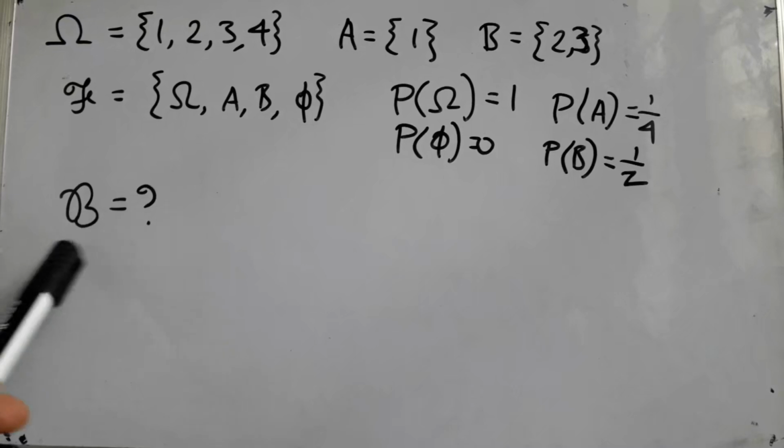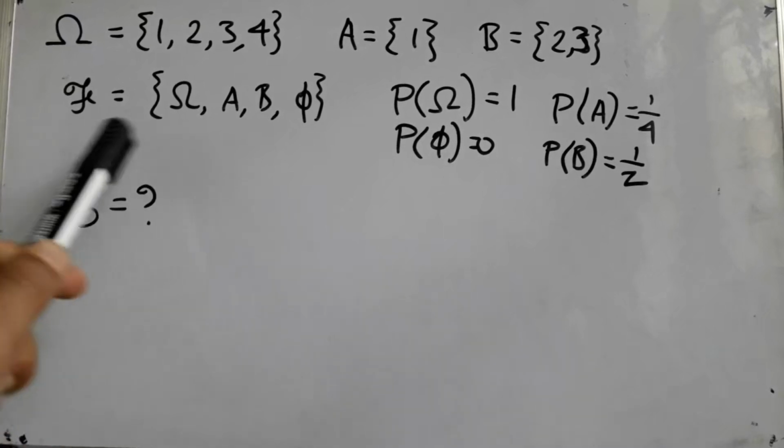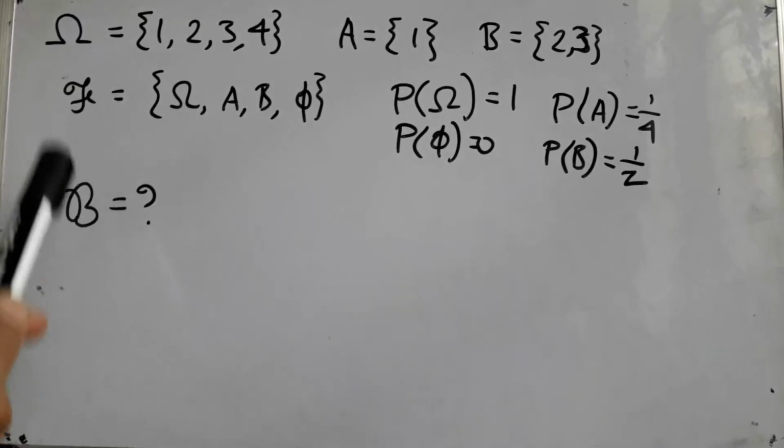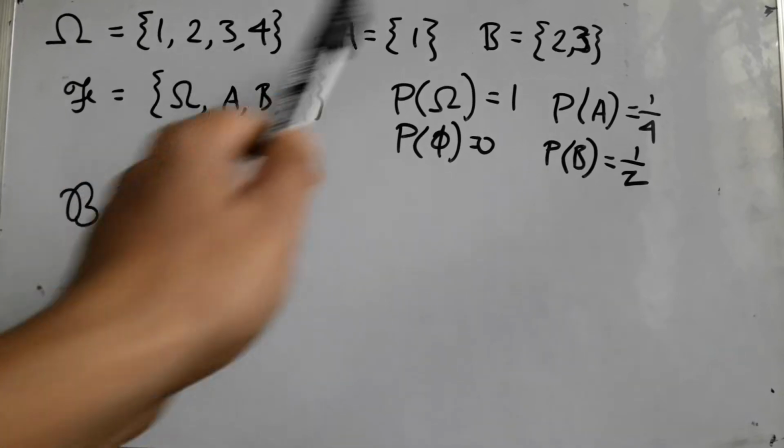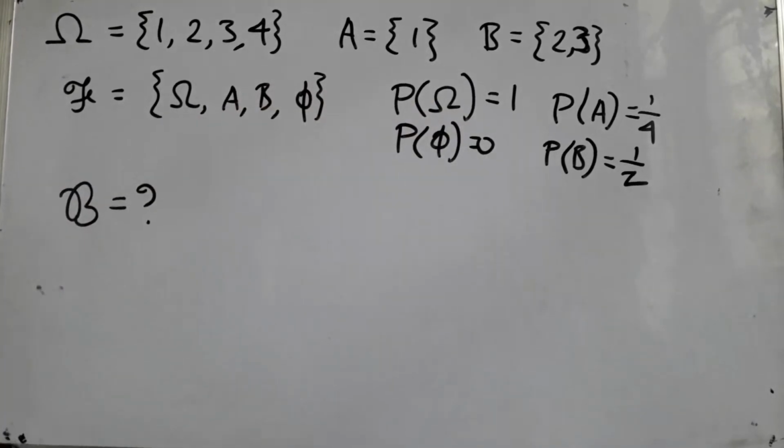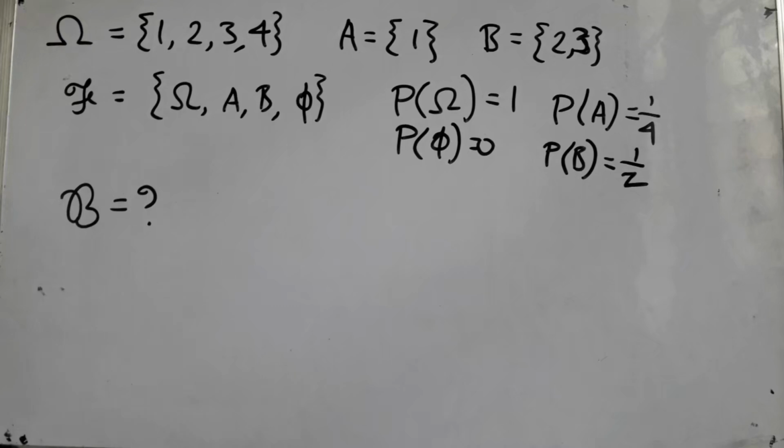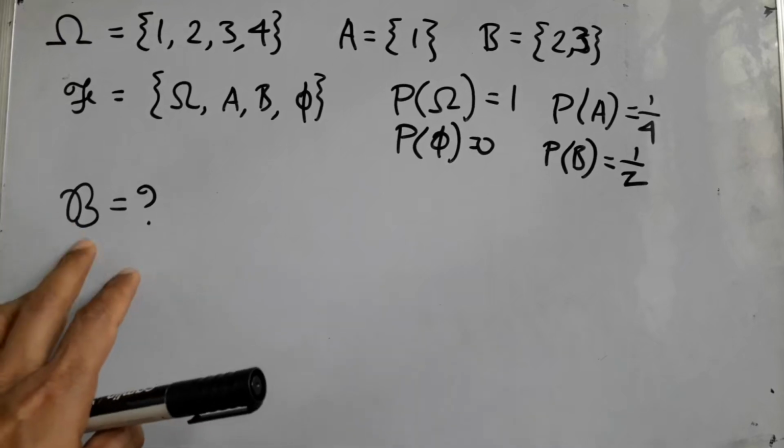From this you have to work out script B, that is the collection of all sets that you can manufacture by combining these, and also find out the probabilities for each of the sets in script B.